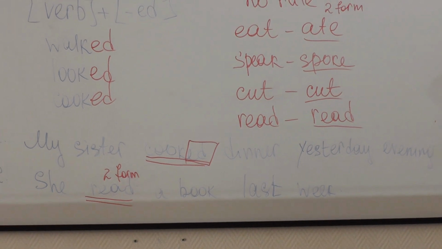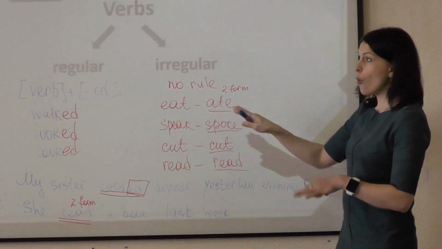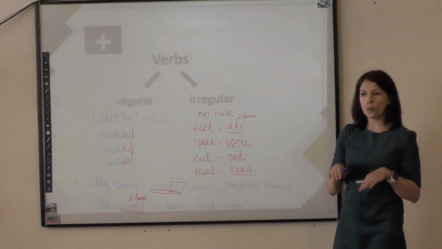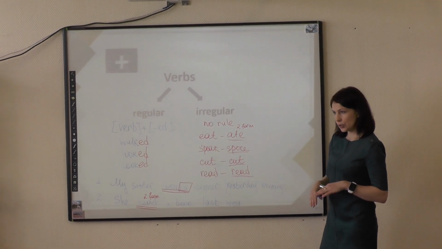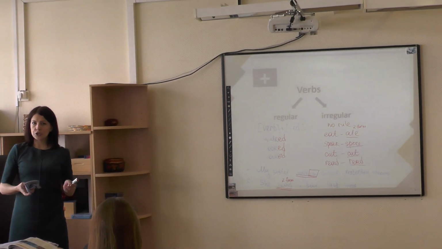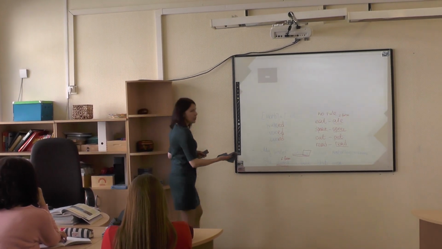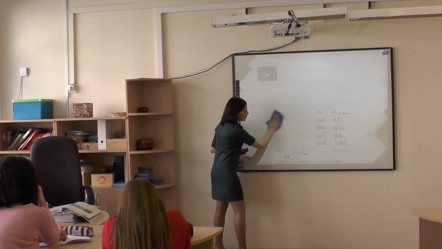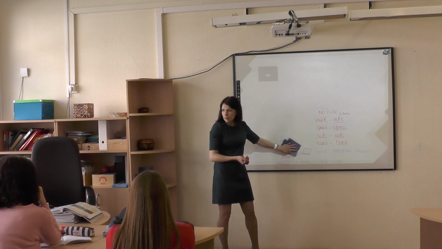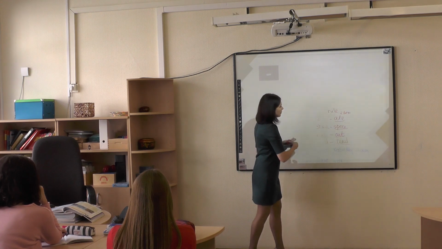So we need to know about the ending -ed and about the second form only for positive sentences. So we use the ending -ed. For negative sentences we normally use an auxiliary verb here. Do you know? So what is it? Did. Did and not. Yes, that's right.